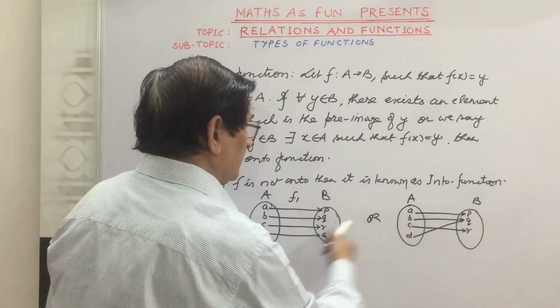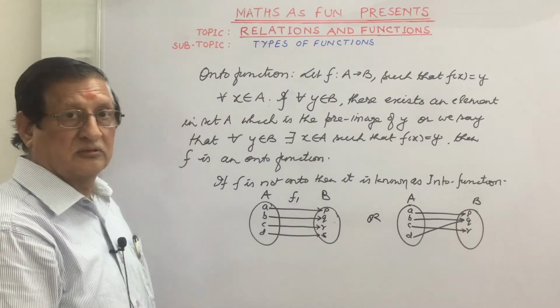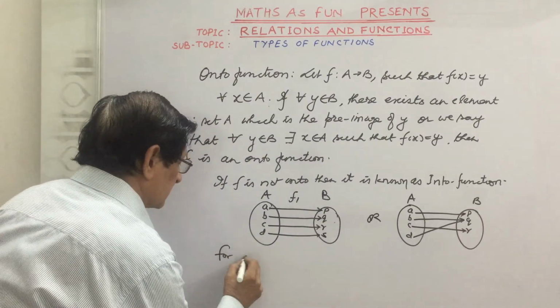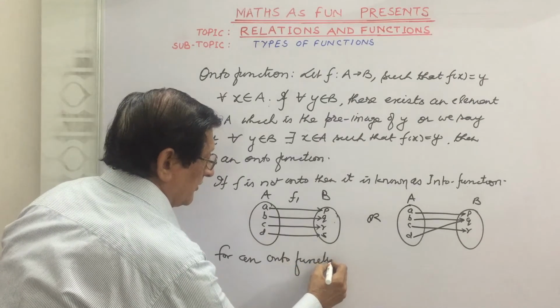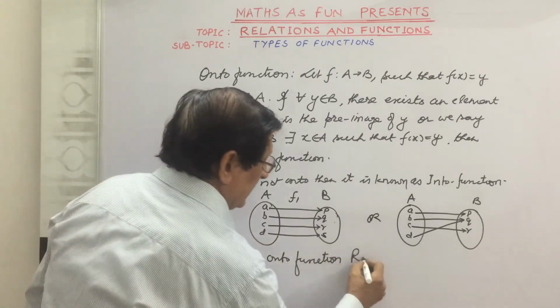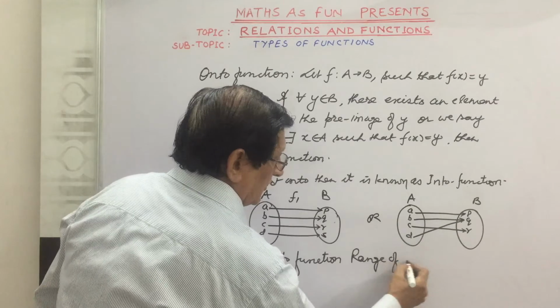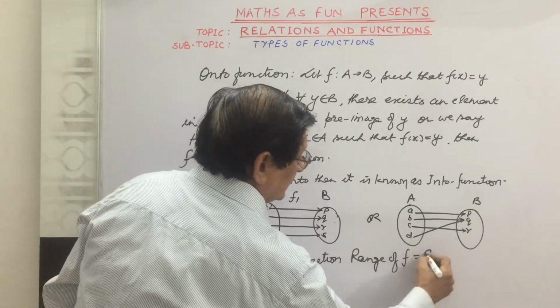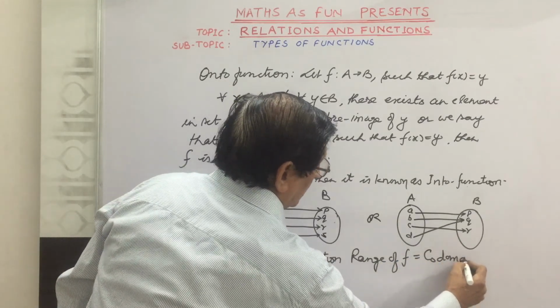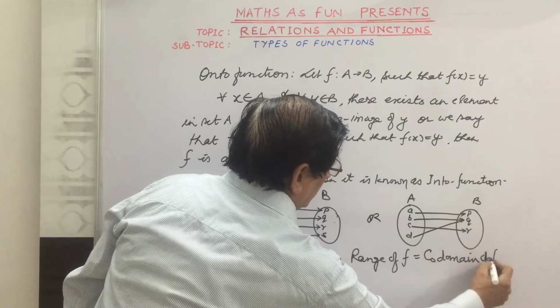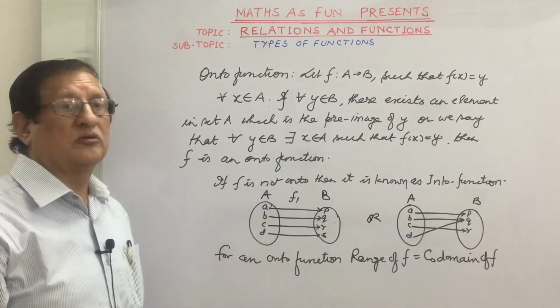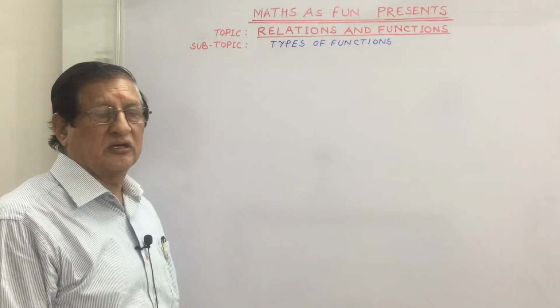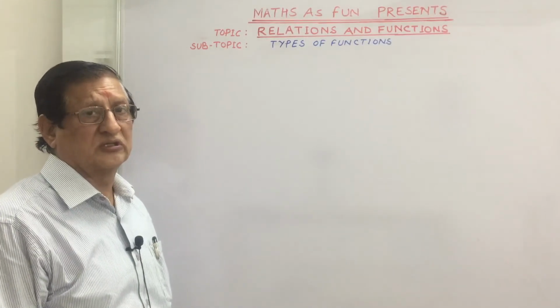So what we find from these two examples is that for an onto function, the range of f will always be equal to the codomain of f. Codomain and range will be equal, then we can say it is an onto function. Let's take an example to understand onto function now.